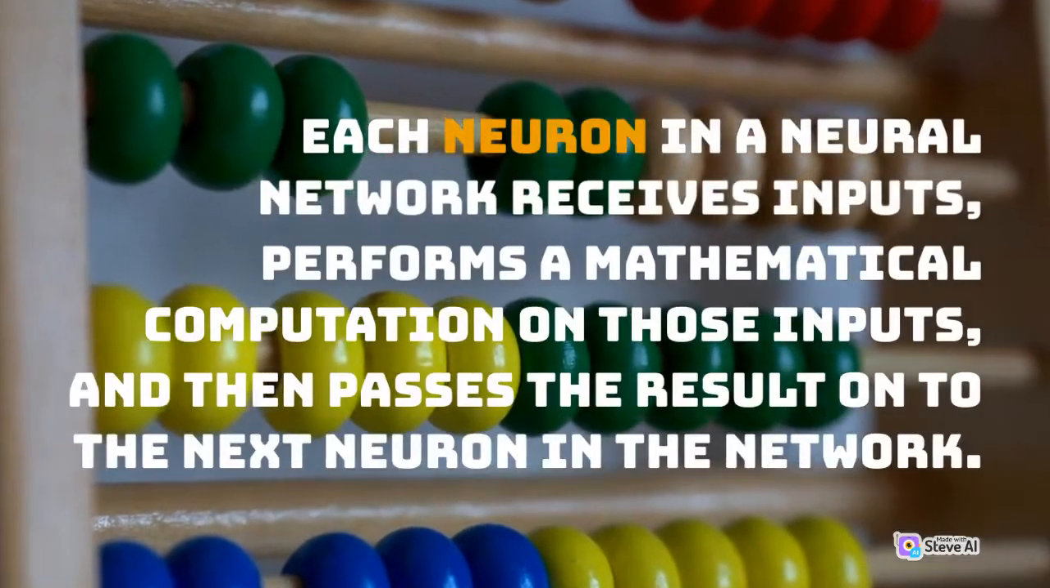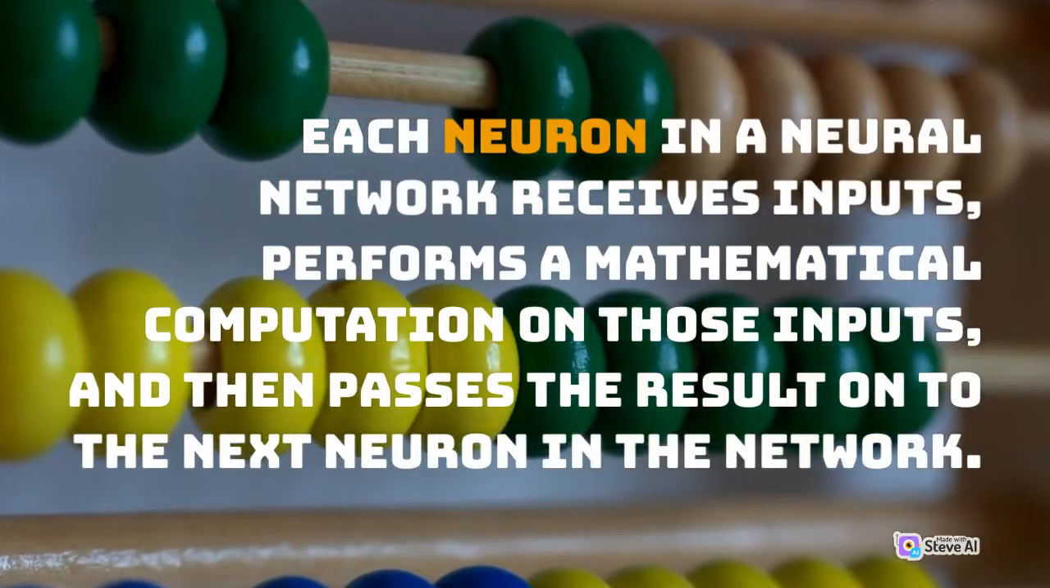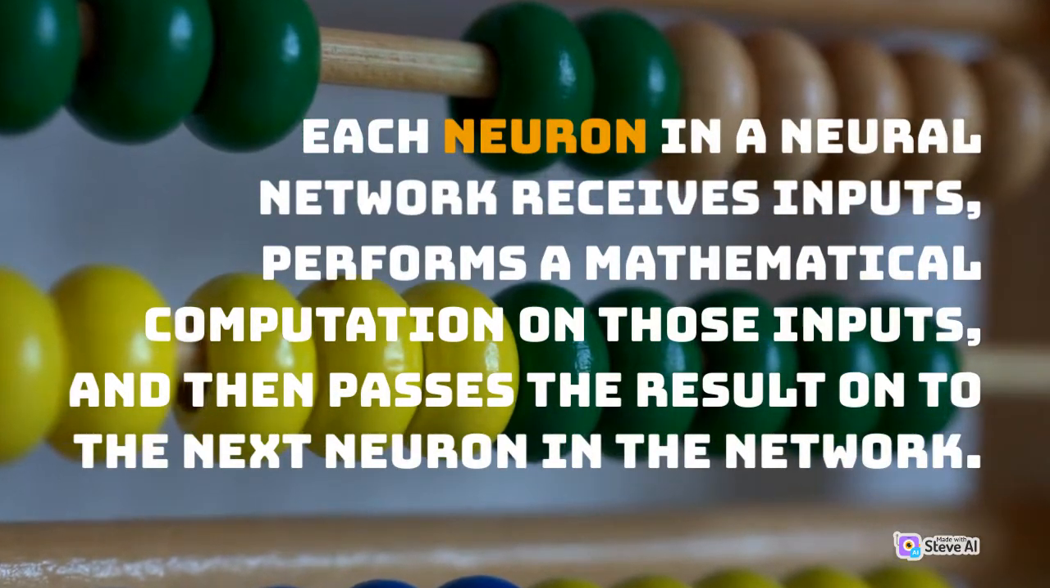Each neuron in a neural network receives inputs, performs a mathematical computation on those inputs, and then passes the result on to the next neuron in the network.